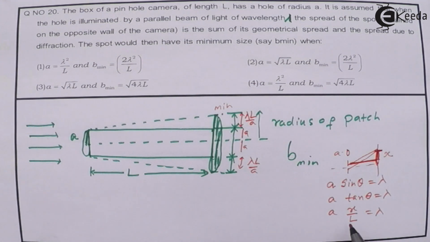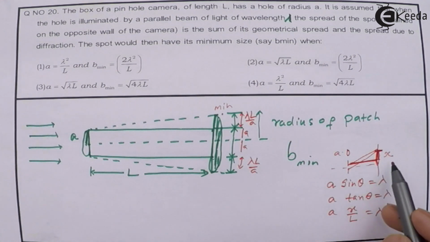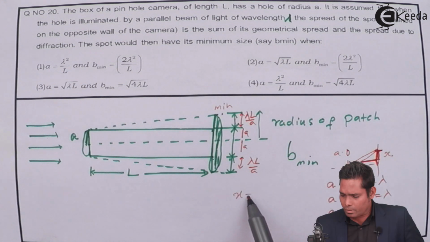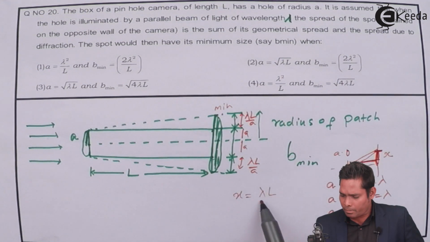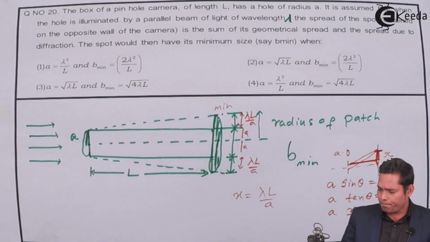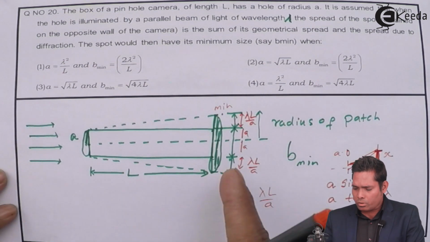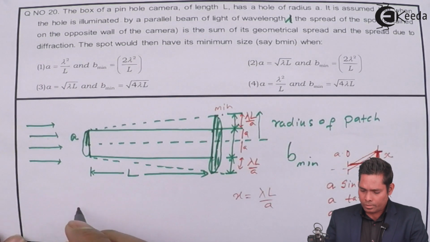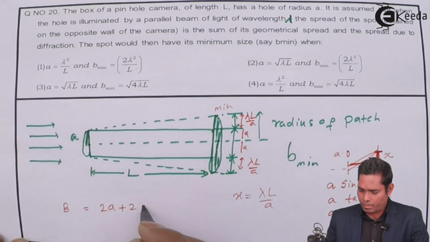So x will be what? X is this distance, we want this distance, that x will be lambda L divided by A. So we have got lambda L by A. This is also lambda L by A. So the total B is 2A plus 2 lambda L by A.